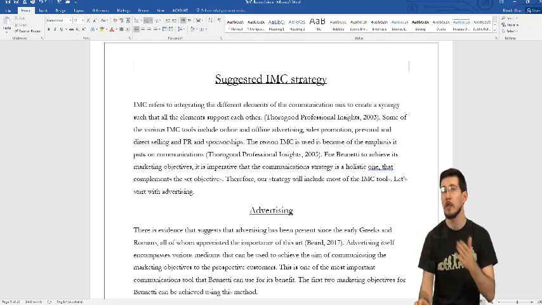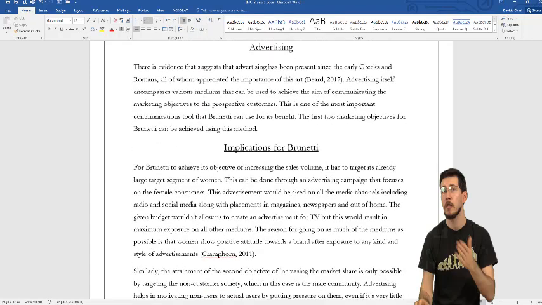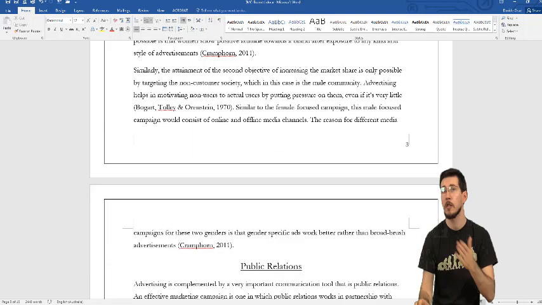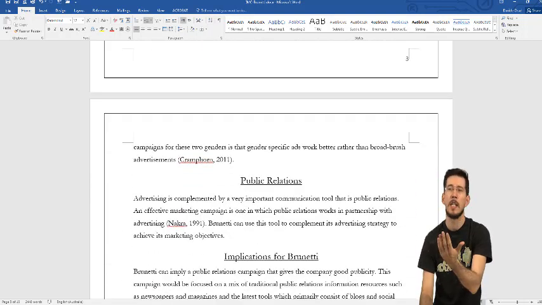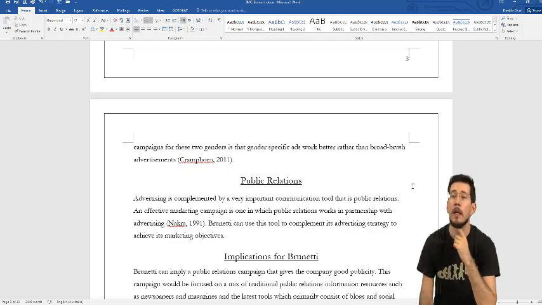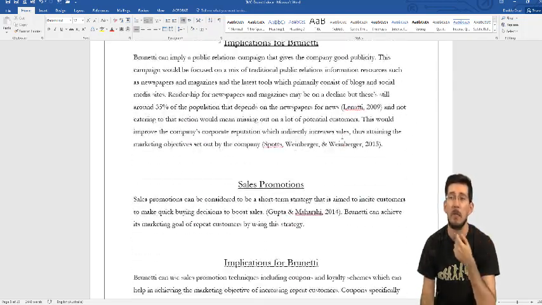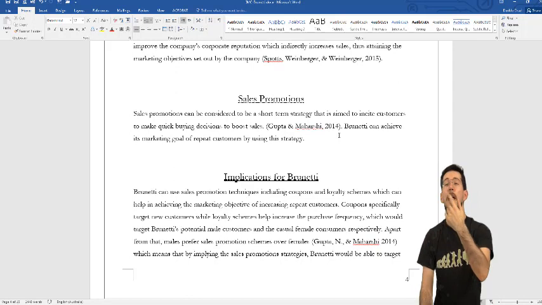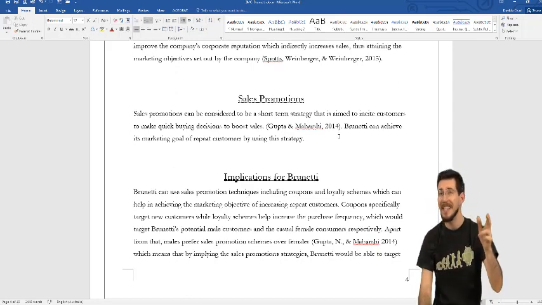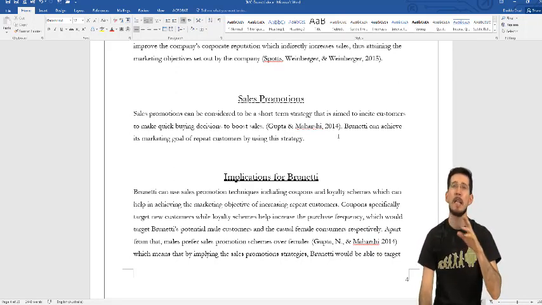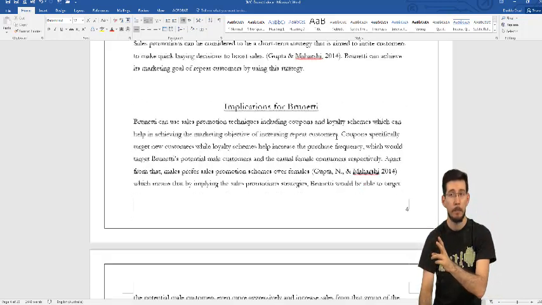So in this assignment, for example, Najim was using advertising to increase awareness and was explaining how this is beneficial for the company that we were working on last year. And he does the same with public relations and sales promotions, every time referencing why this makes sense based on the target audience and the objectives that he set.